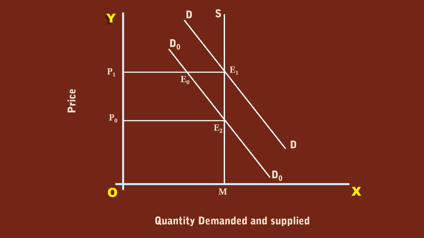The net result is a decrease in price from P1 to P0 and no change in quantity. The full impact of decrease in demand is absorbed by price.